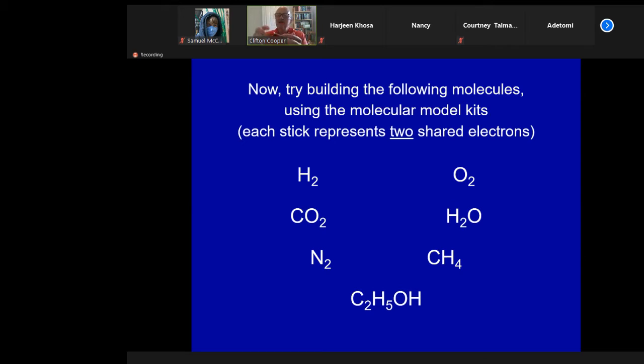How many bonds does carbon want to have? 4. Well, right now it only has 2. How many does oxygen want to have? 2. I just have 1. So we need more bonds, and so I'm going to put them in. What we need are some double bonds. I'm making those right now.